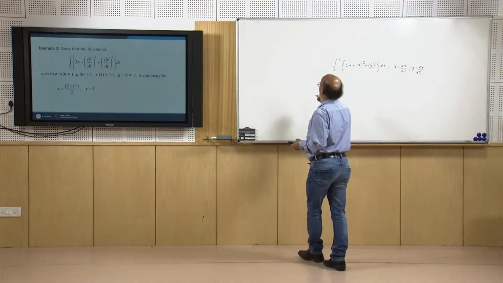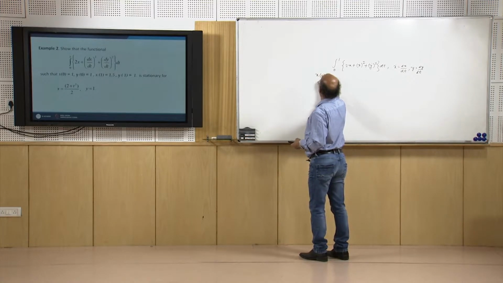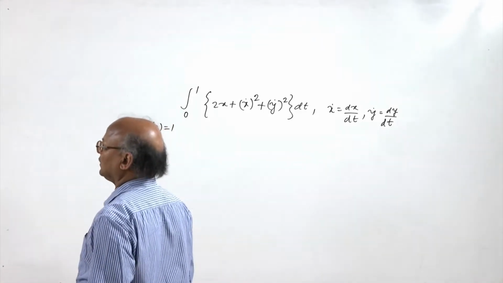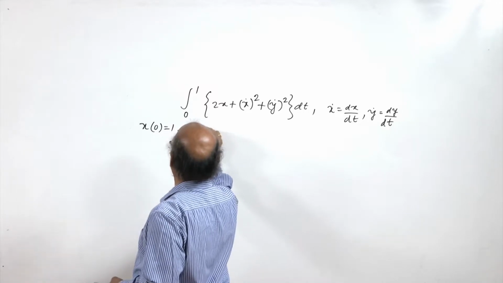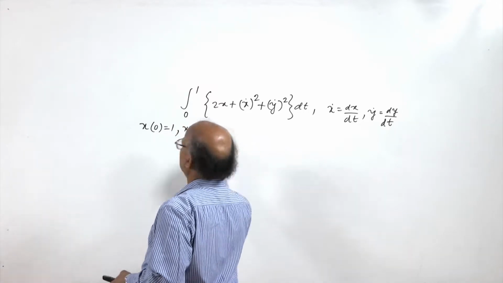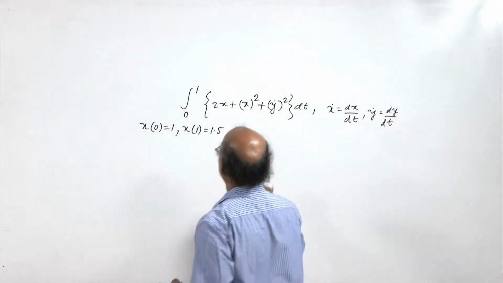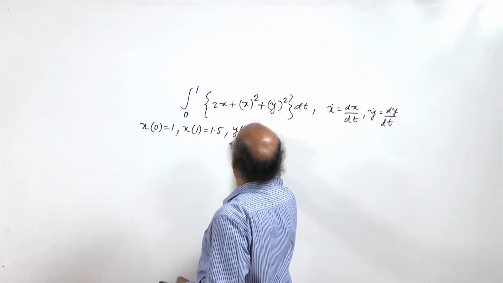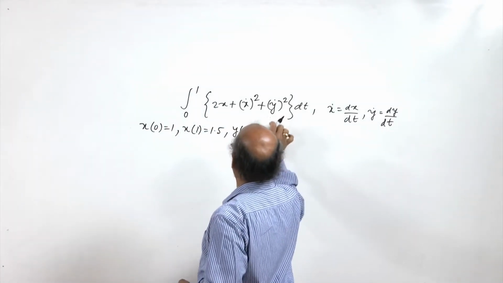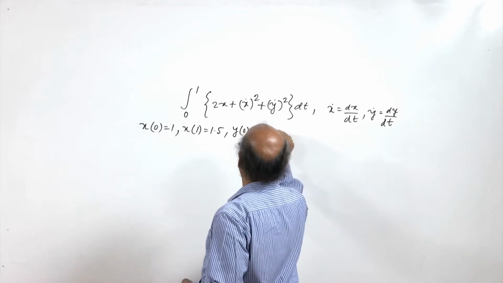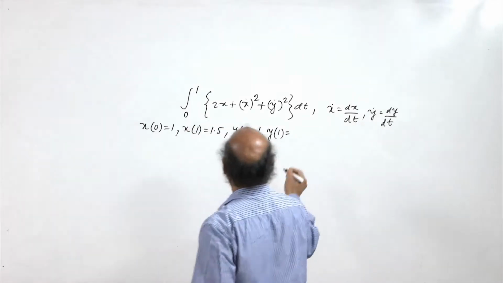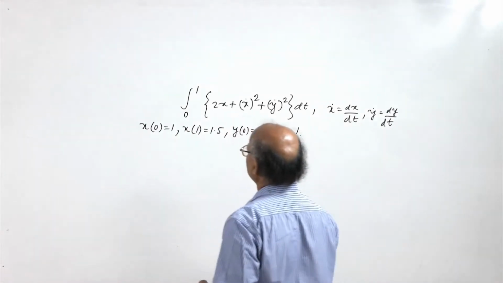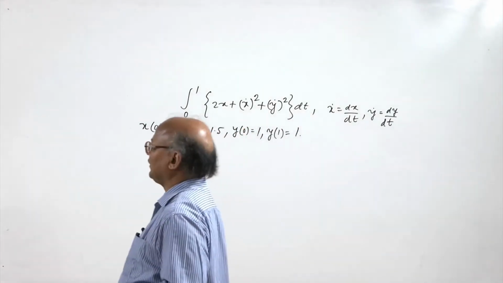And we are given x0 equal to 1, x1 equal to 1.5, y0 equal to 1, y1 equal to 1. So we are given two boundary conditions for x and two for y.